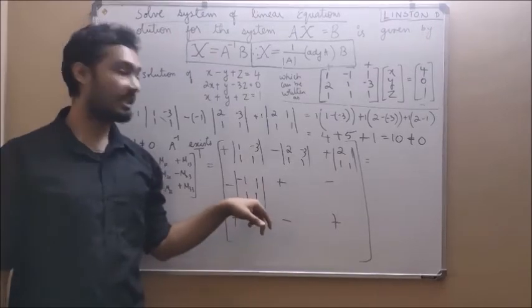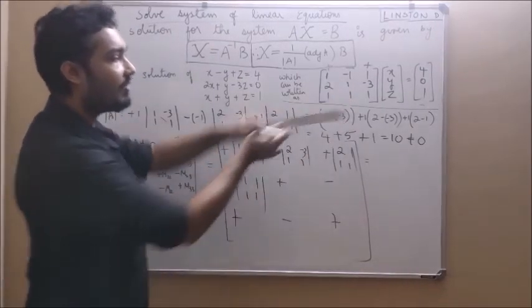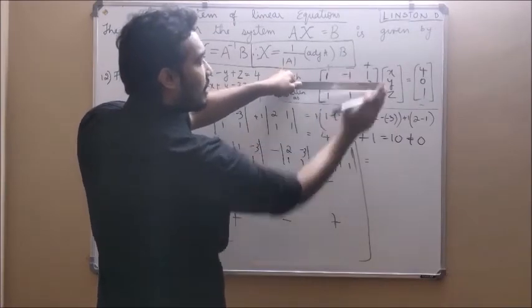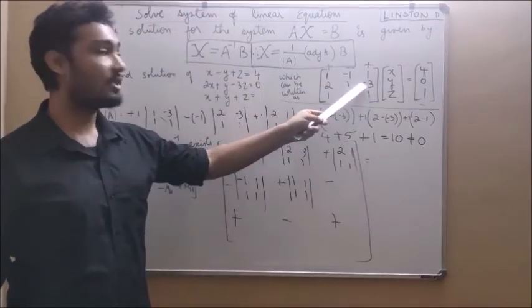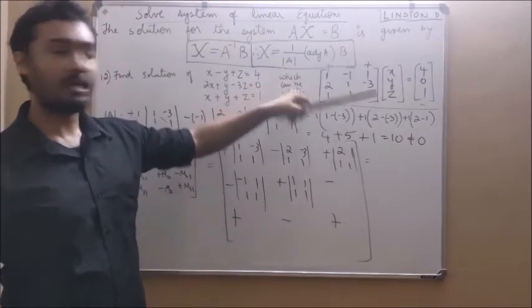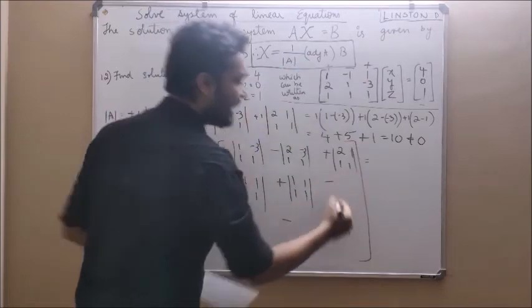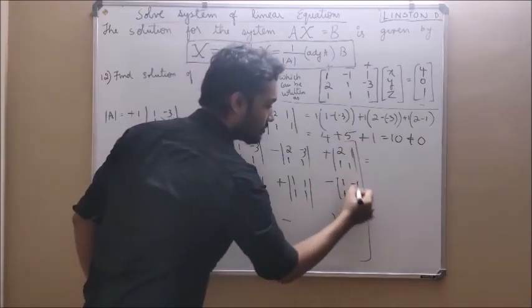Take its determinant. Next, this position: cover its row, cover the column. What remains? Take its determinant: 1, 1, 1, 1. Next, this position, minus 3. You have to take the minus, so eliminate the row, eliminate the column. What remains? 1, minus 1, 1, 1. Take its determinant.